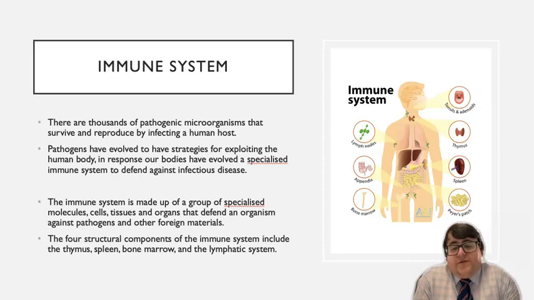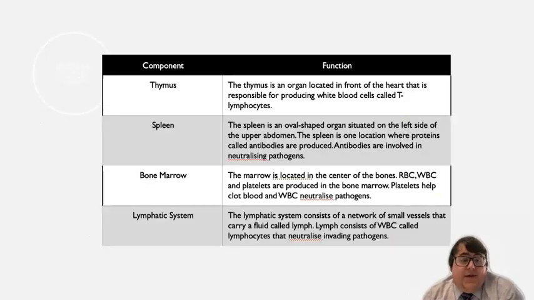There are 4 structural components of the immune system that we need to talk about, which are the thymus, the spleen, bone marrow, and the lymphatic system. Thymus is the organ located in the front of your heart. It's responsible for producing white blood cells called T lymphocytes, which will be important as we move on in the future weeks. The spleen is an oval-shaped organ situated on the left side of your upper abdomen, and the spleen is a location where proteins called antibodies, again something we'll talk about in the coming weeks, are produced. Antibodies are involved in neutralizing pathogens, which will be a big part of our topic coming up.